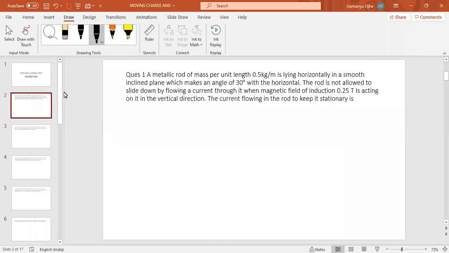Question number one: a metallic rod of mass per unit length 0.5 kg per meter is lying horizontally on a smooth inclined plane which makes an angle of 30 degree with the horizontal. The rod is not allowed to slide down by the flowing of current through it when a magnetic field of induction 0.25 Tesla is acting on it in a vertical direction. We need to find how much current is flowing in the rod.